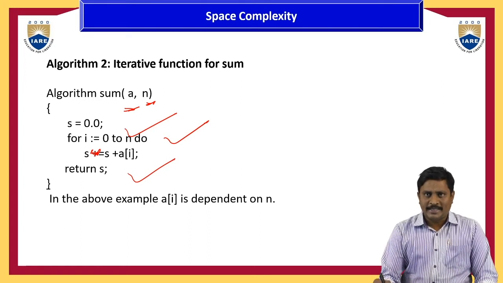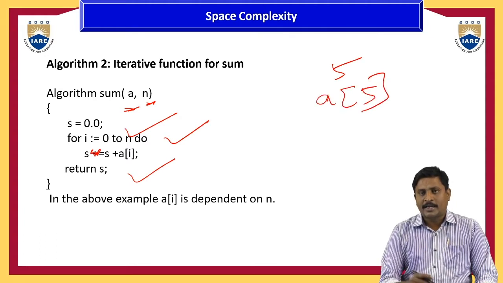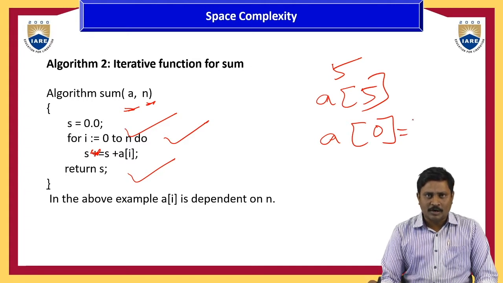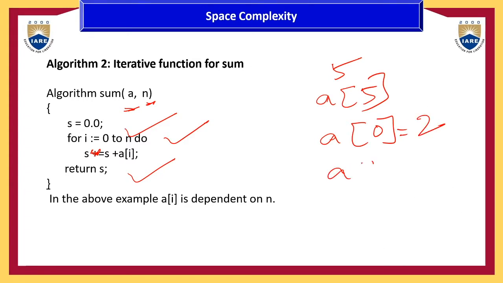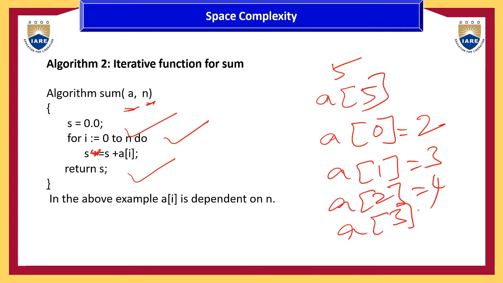For example, suppose you enter the n value as 5. So A of 5 means the array has 5 elements. We enter the 5 elements in this array. Suppose the first element is stored in A[0], the next element in A[1], the next in A[2], the next in A[3], and the next in A[4]. So now we have stored all these 5 elements in this array.